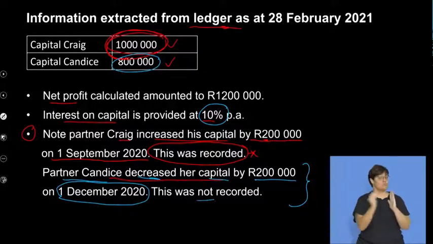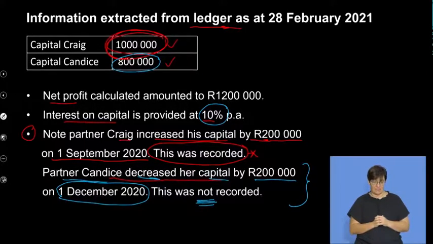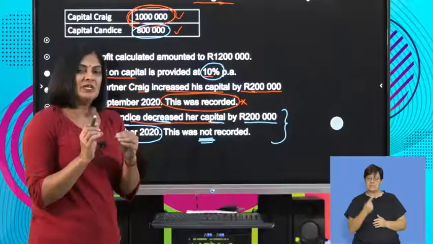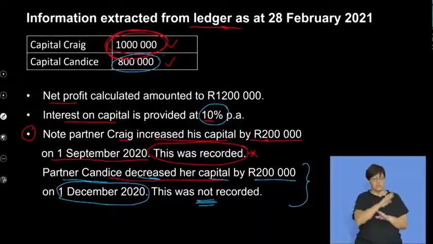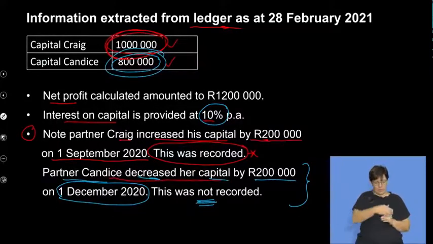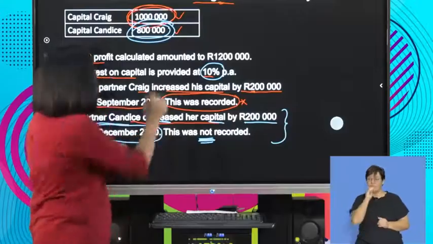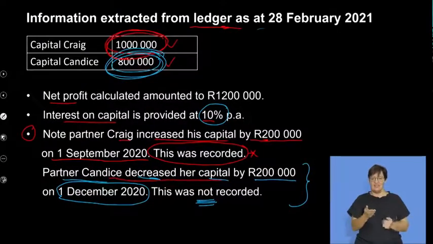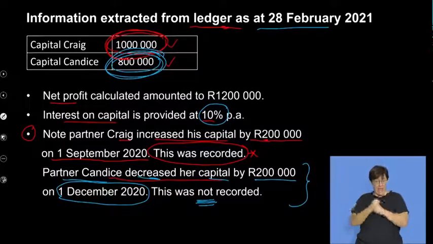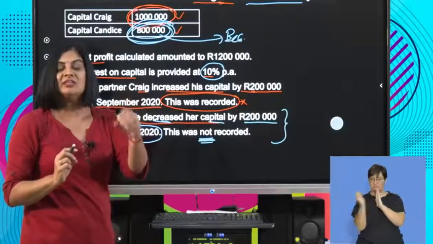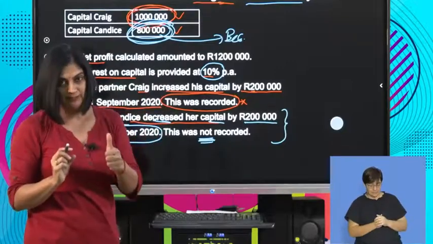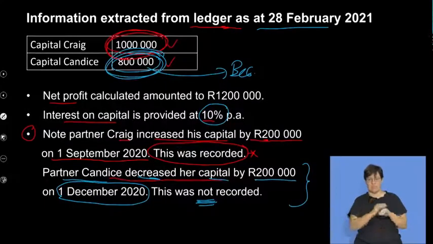This was not recorded. Okay, so obviously very different from partner Craig. Now, what does it mean when they say it was not recorded? Simple, guys, not recorded. It's not there. Which means this balance does not represent Candace's balance at the end of the year. This amount represents her balance at the beginning of the year because that decrease was not recorded. Got it? Good.